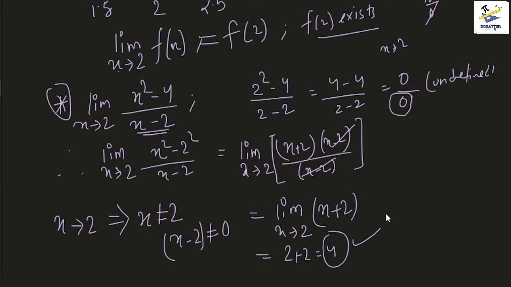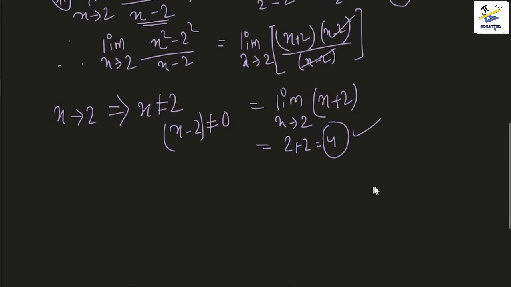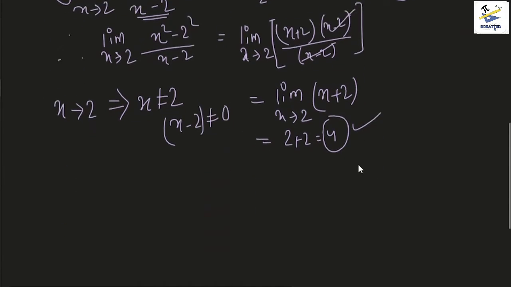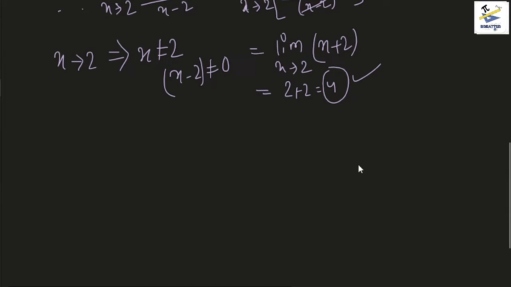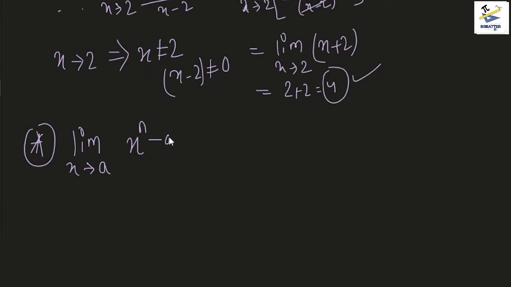So this is a common way to find out limits. And now let us introduce some of the more basic limits that we shall be encountering. Firstly, a note in this regard: if you have limit x tends to a, where a is a real number, of (x to the power n minus a to the power n) by (x minus a), limits of this form have a general answer, and it is n into a to the power n minus 1.